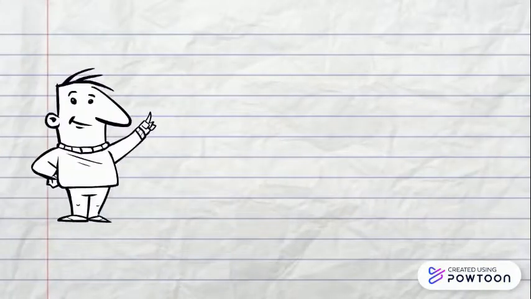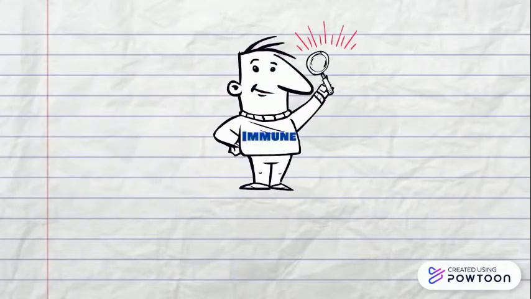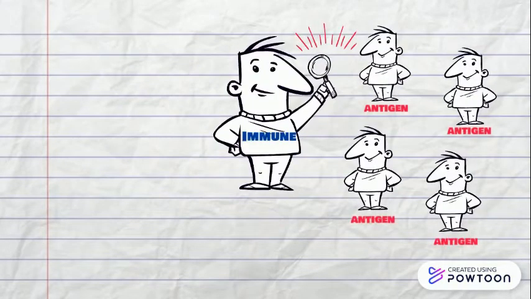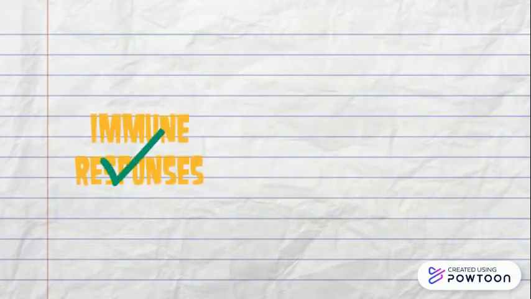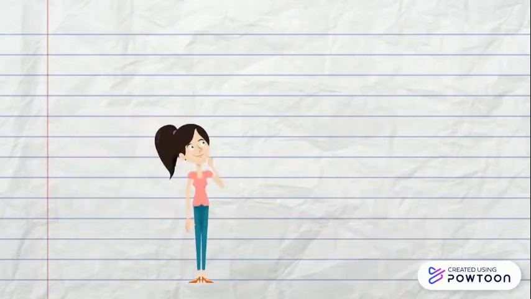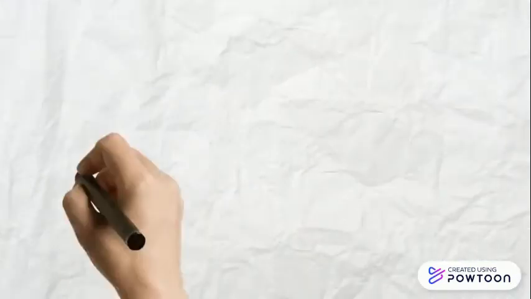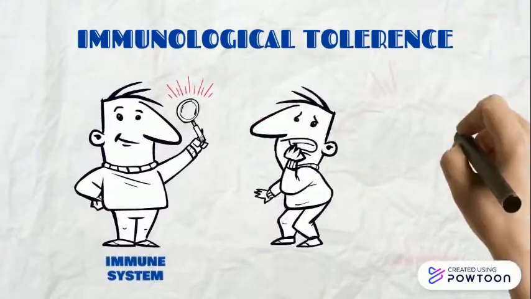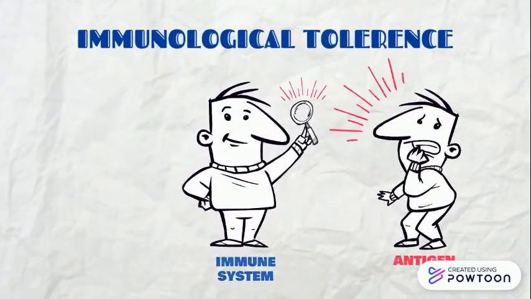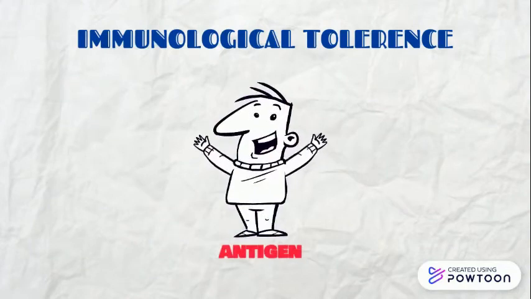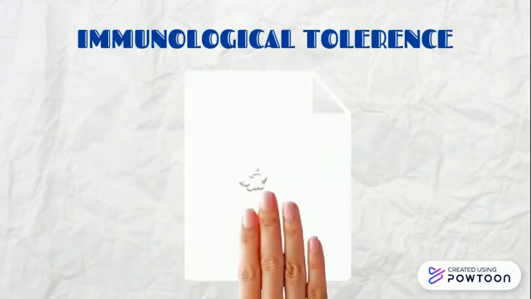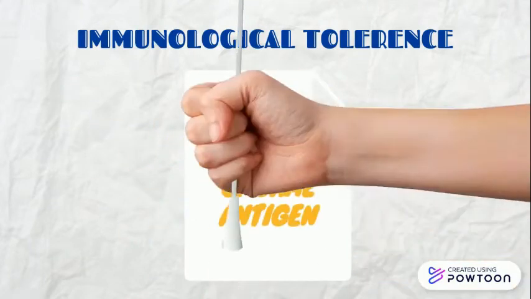Basically, our immune system can detect or recognize many kinds of antigen, and that can thus stimulate the immune response. So, what is immunological tolerance? Immunological tolerance can be described as the specific immunological non-reactivity to an antigen due to the exposure to the same antigen.